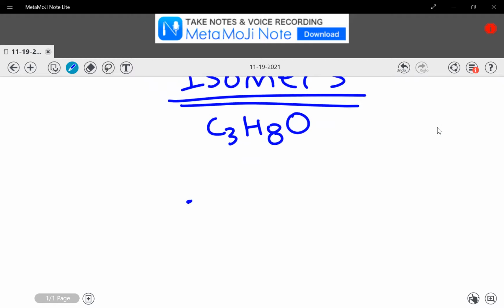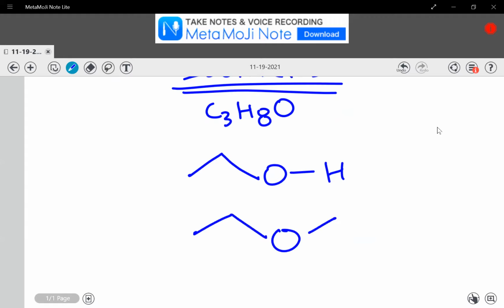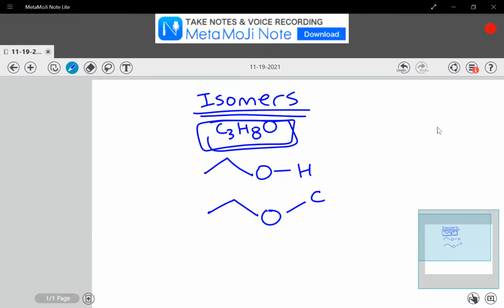All right. Well, let's draw it one way. We've got 1, 2, 3. Then we've got the O here attached to an H. That's one molecule. Then we got 1, 2, O here, and a carbon here. That's another molecule, and guess what? They both share this formula. How do I know? Because I Googled it beforehand. All right.